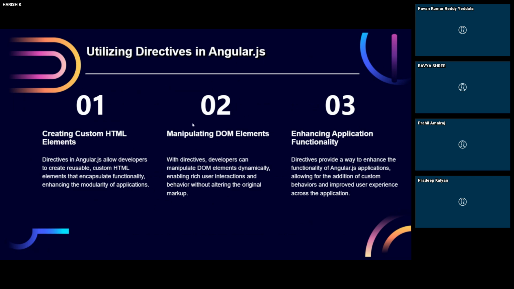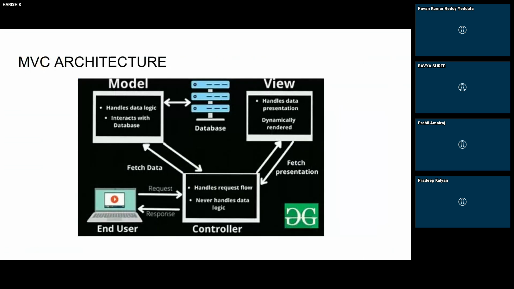Next slide. Then we are going to discuss the functional and major architecture of AngularJS, which is known as MVC architecture. MVC architecture consists of three major things: one is model, second is view, and third is controller. These three things create a cycle-like structure, and it will help you develop yourself in AngularJS.